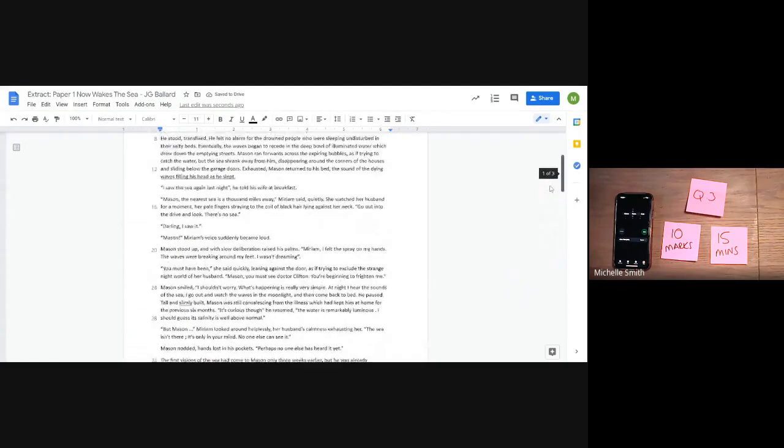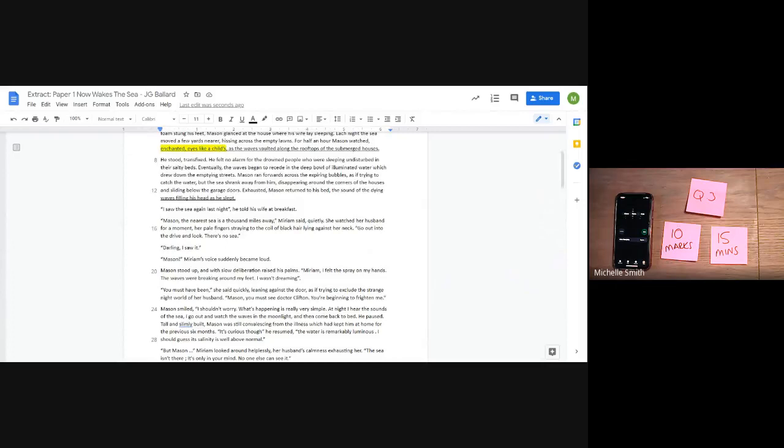Okay, so line 14. "I saw the sea again last night," he told his wife at breakfast. "Mason, the nearest sea is 1,000 miles away," Miriam said quietly. She watched her husband for a moment, her pale fingers straying to the coil of black hair lying against her neck. "Go out into the drive and look. There's no sea." "Darling, I saw it." "Mason!" Miriam's voice suddenly became loud. Mason stood up and with slow deliberation raised his palms. "Miriam, I felt the spray on my hands. The waves were breaking around my feet.